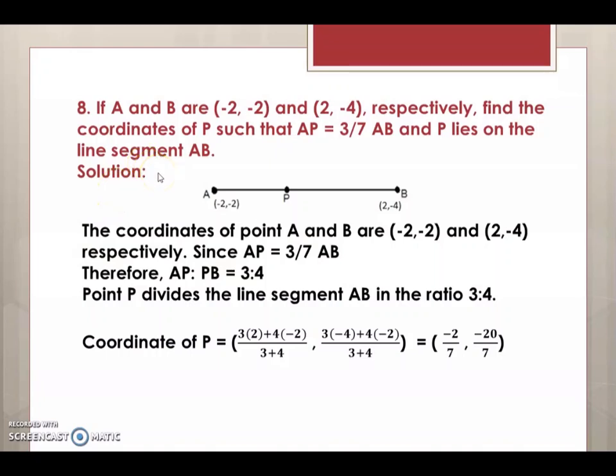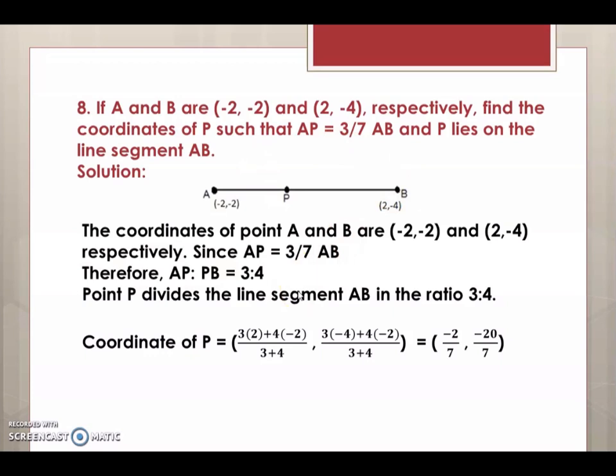Now here A and B, two endpoints, their coordinates are given to you as (-2, -2) and (2, -4). And there's a point P between A and B such that AP is equal to 3/7 times AB. You have to find out the coordinates of P.